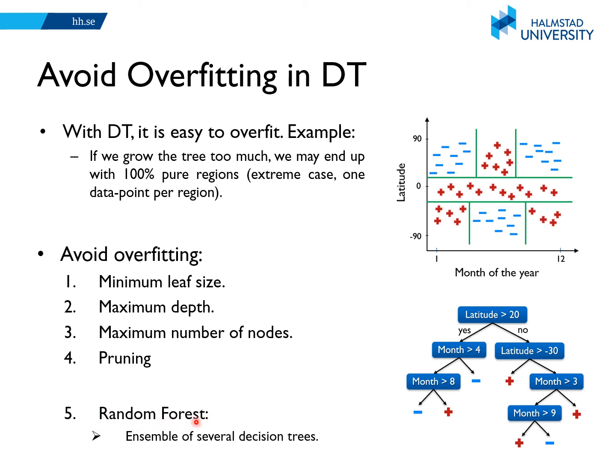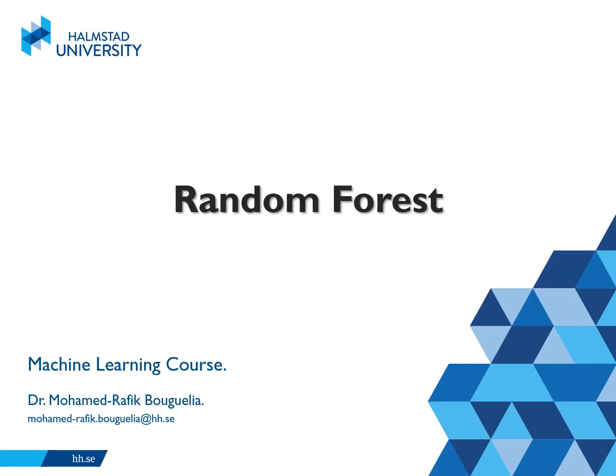But the most important thing to increase the predictive accuracy of decision trees and to avoid overfitting is to use several trees. So instead of fitting one tree to this data set, we actually fit an ensemble of several diverse trees. So we have an ensemble method, and this is called random forest. So now instead of just one tree, we have a forest, several trees. So let's see now how random forest works.